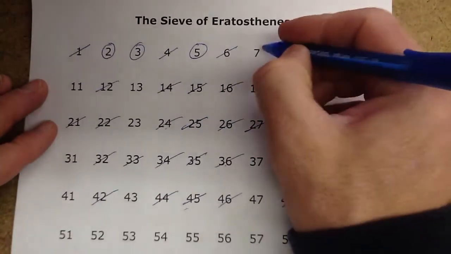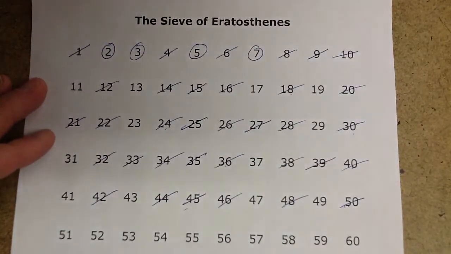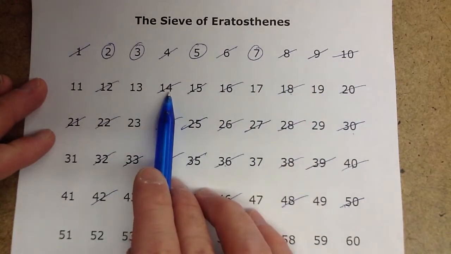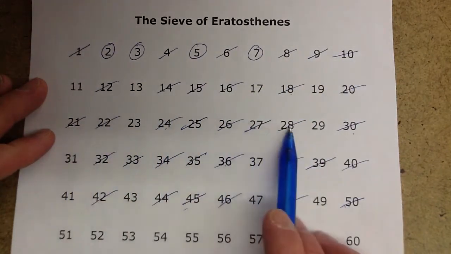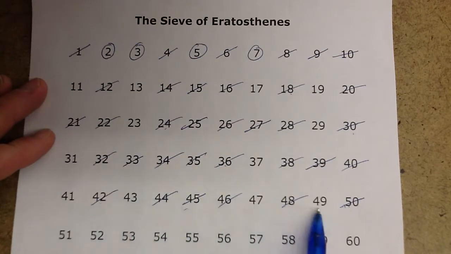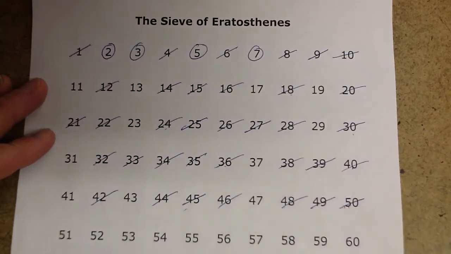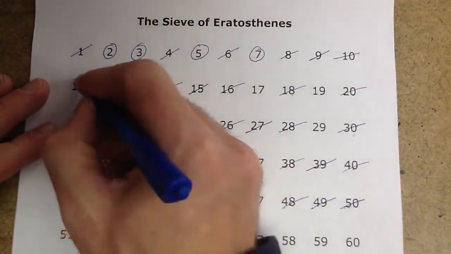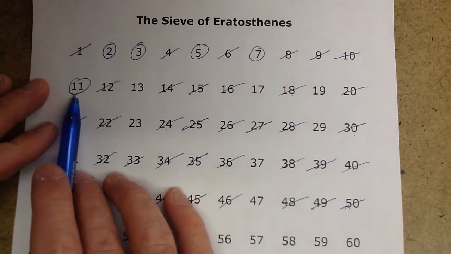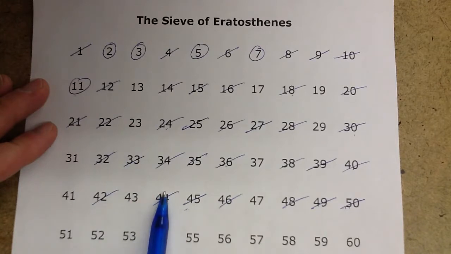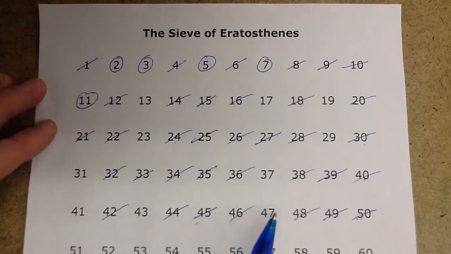Alright, next uncrossed out number is a 7. Well, let's look at our multiples of 7. 14, 21, 28, 35, 42, 49. Okay, let's keep going. The next one is 11. Now, to count by 11s is pretty easy. They're just doubles. So 11, 22, 33, 44. And that takes us through 50, so we're good there.